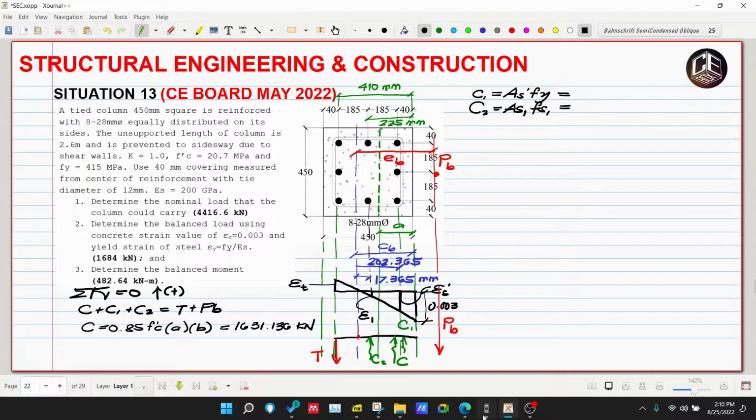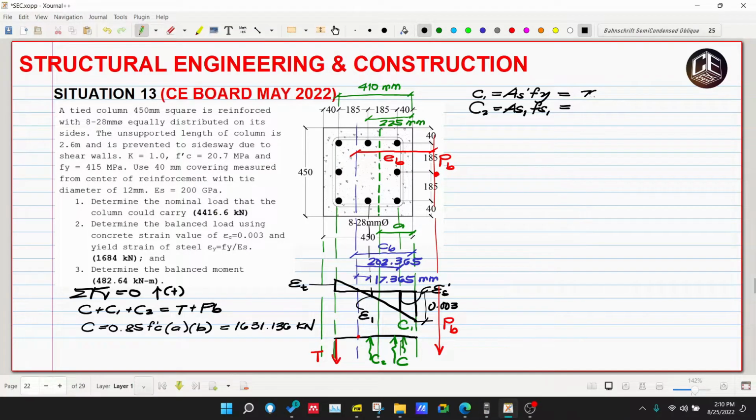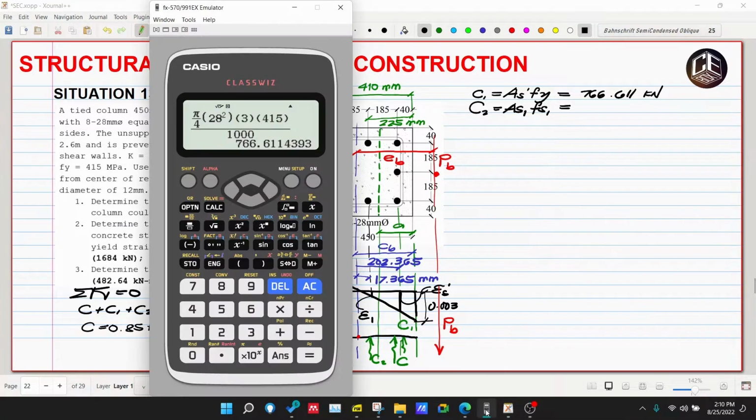Tapos ang ating AS prime, this is pi over 4 multiplied by 28 squared multiplied by 3, di ba? Then multiplied by Fy na 415, then divided by 1,000. So this is 766.611 kilonewton. Ang AS1 naman natin, ilan yun?